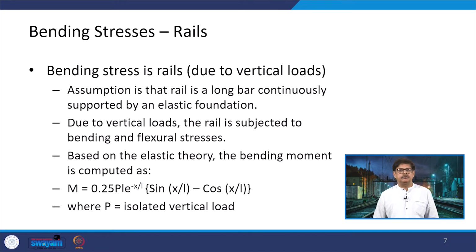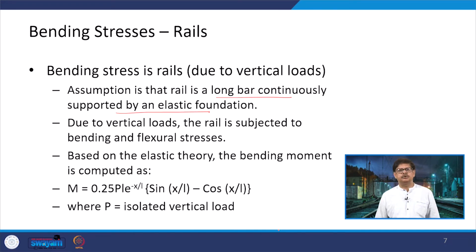Now, let us talk about the bending stress in rails due to the vertical load. Here the assumption is that the rail is a long bar continuously supported by an elastic foundation. So, the rail is supported by sleepers, which are further supported by the ballast cushion on the formation level. What we are considering here is that everything is elastic in nature, therefore, whatever load comes at the top, deflection may be there, but as soon as the load is removed, the deflection will also get removed.